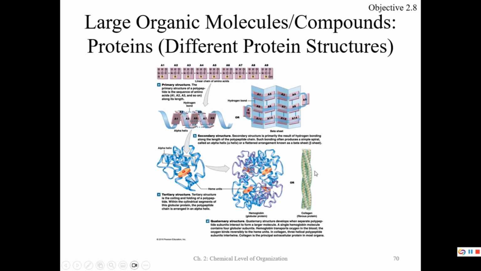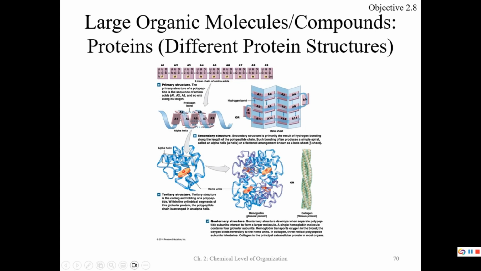because it's a polypeptide. If I look at this collagen protein, it has to have primary because it is a protein. It's made of amino acids. I see secondary because I see an alpha helix. I don't see tertiary because it's fibrous and not globular. And it has quaternary because I see 1, 2, 3 polypeptides.